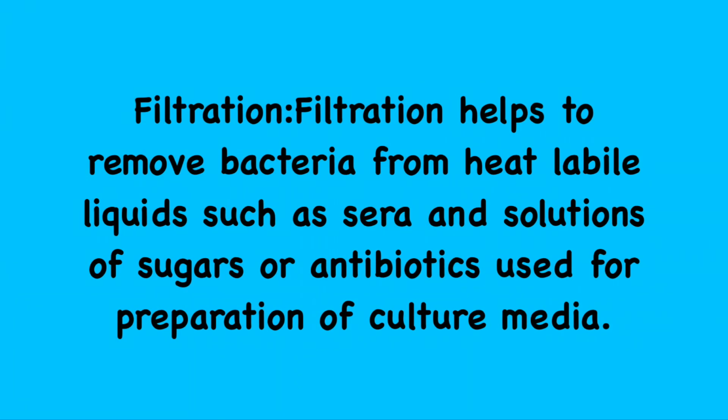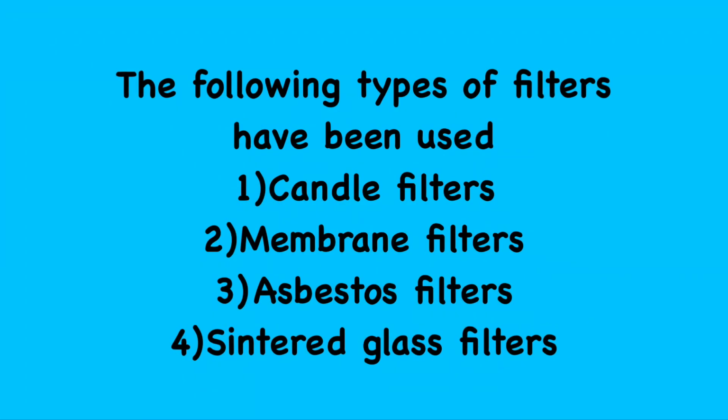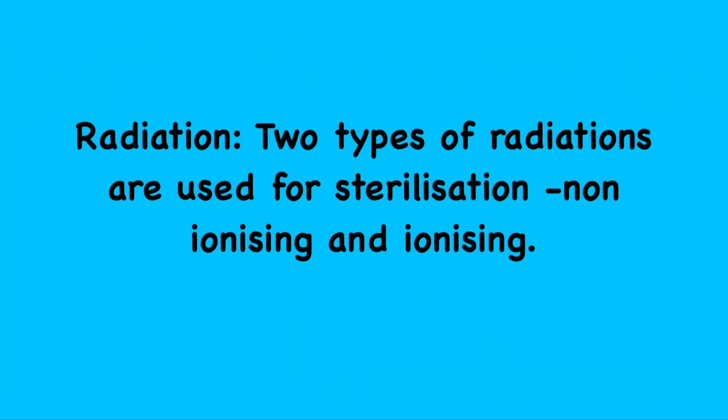Filtration. Filtration helps to remove bacteria from heat labile liquids such as syrup and solutions of sugars or antibiotics used for preparation of culture media. The following types of filters have been used: 1. Candle filters, 2. Membrane filters, 3. Asbestos filters, 4. Sintered glass filters. Radiation. Two types of radiations are used for sterilization: non-ionizing and ionizing.